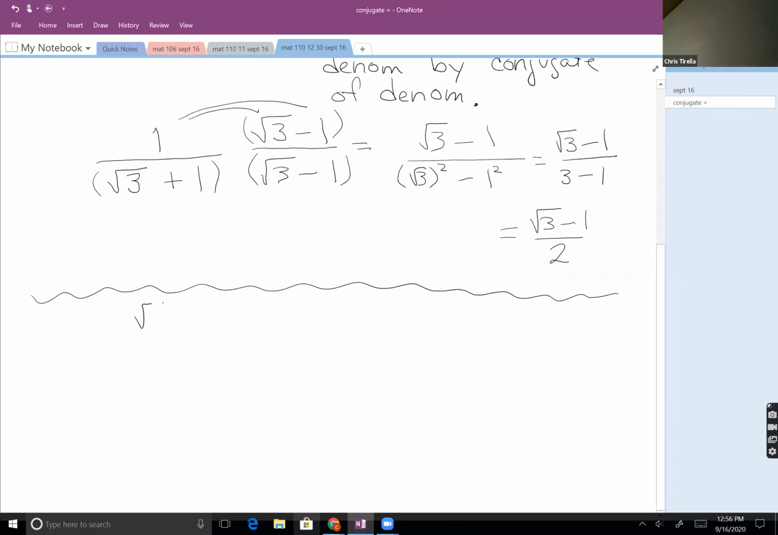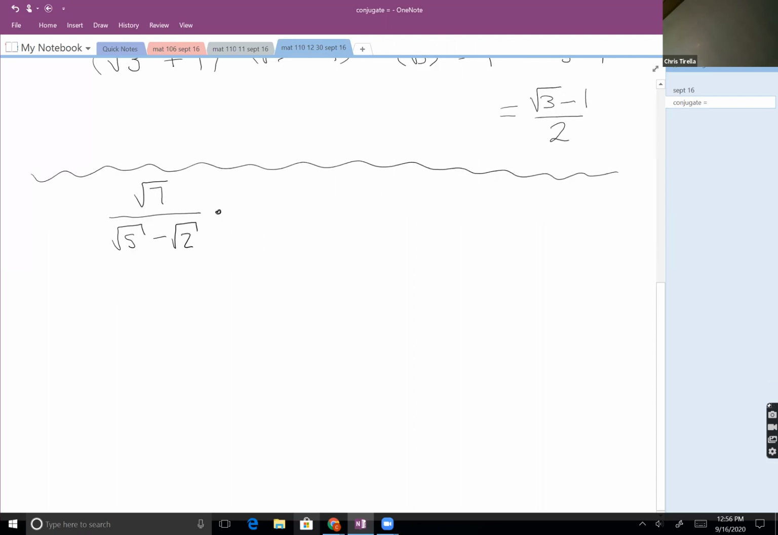Let's look at radical 7 over radical 5 minus radical 2. With a fraction like this, there's nothing common. We can't reduce it. And we've got those 2 radicals in the denominator. That's what we're going to worry about, the radicals in the denominator. In order to get them out, we need to multiply by the conjugate. What would the conjugate of radical 5 minus radical 2 be?